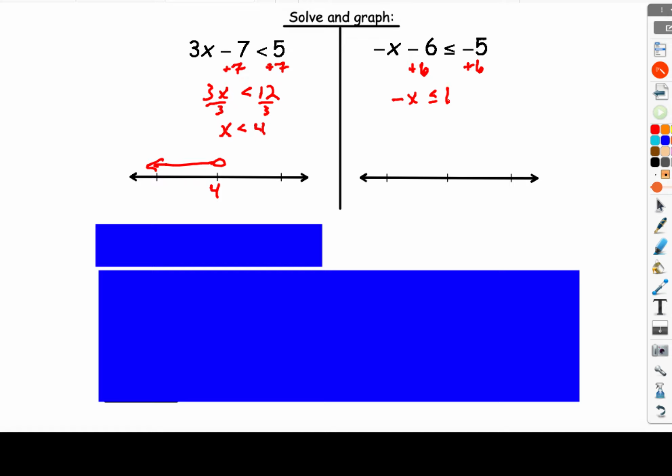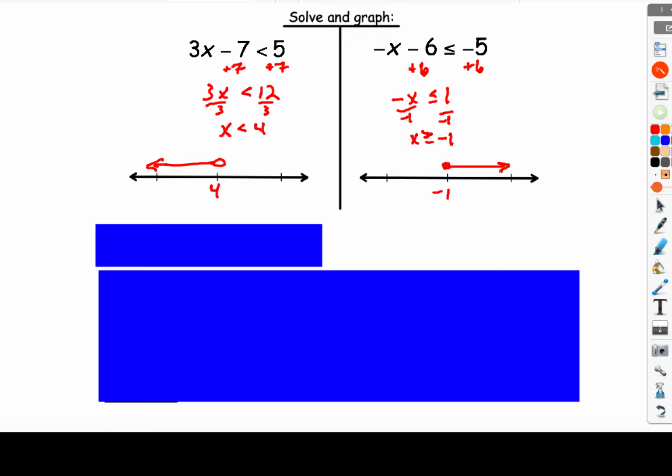And again, I need to get rid of that negative. Negative x is not a good enough answer. So I'm going to divide by negative 1, which means that I am dividing by a negative number. I'm going to flip that sign to be greater than or equal to, which makes negative 1 on the right, 1 divided by negative 1.